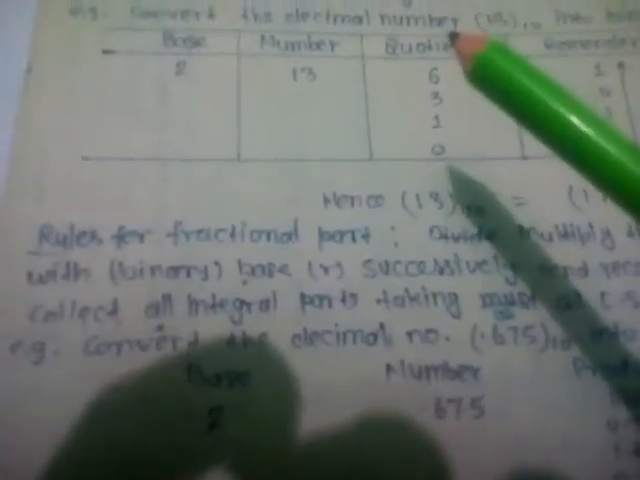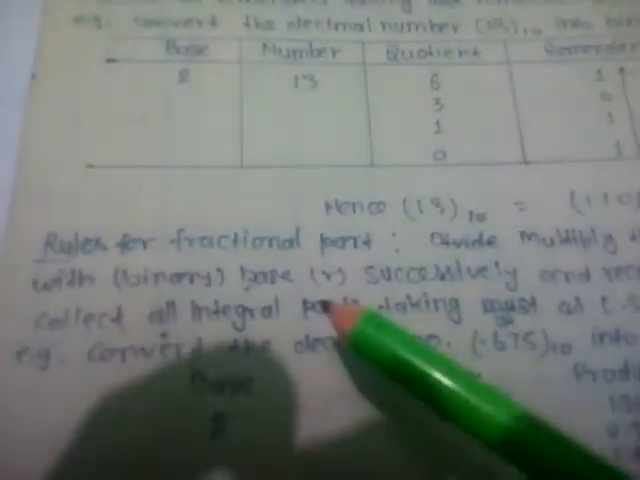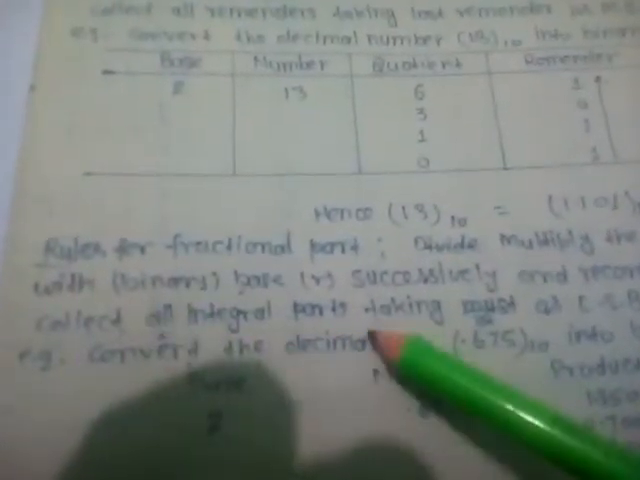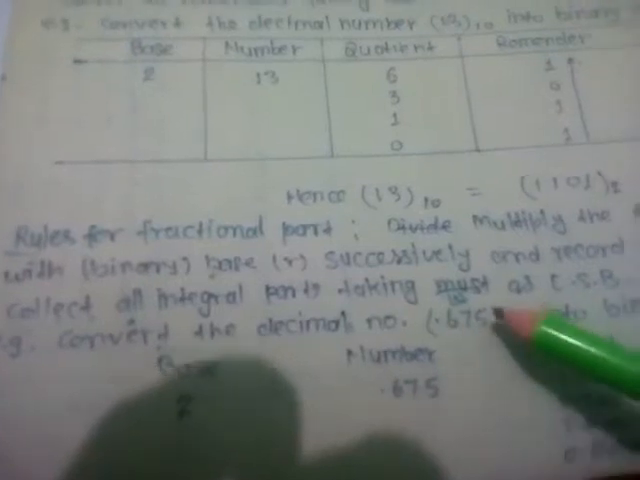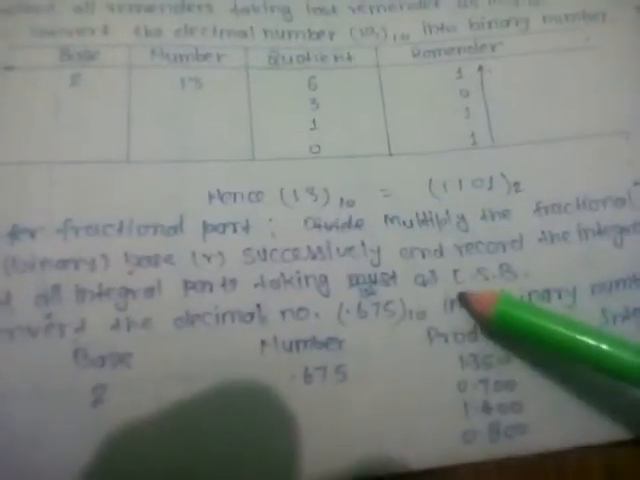Now let us see the rules for fractional part. In this rule, multiply the fractional number with the base r. In the above formula we were dividing, but for fractionals we will multiply successively and record the integral part. Collect all integral parts taking first as LSB, least significant bit. Now let us take an example.